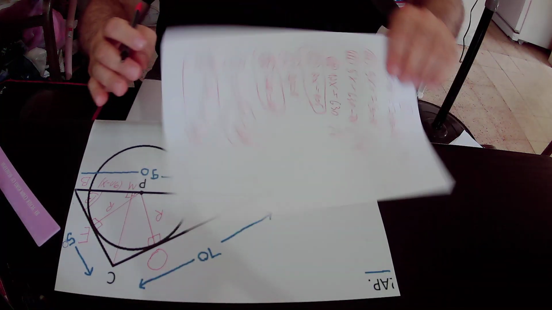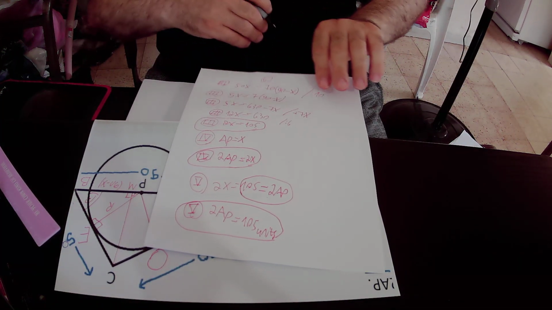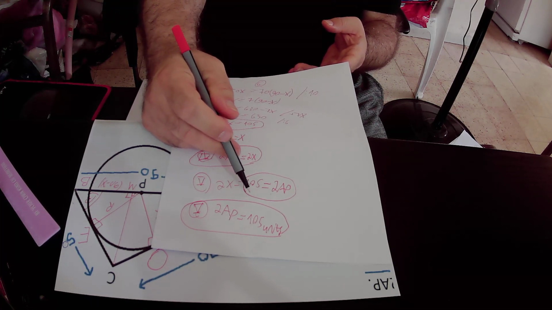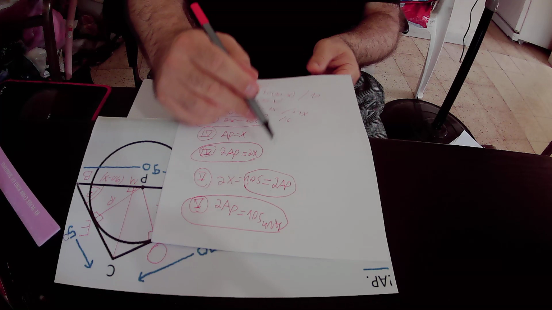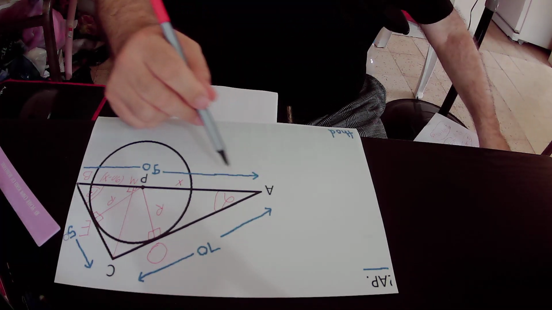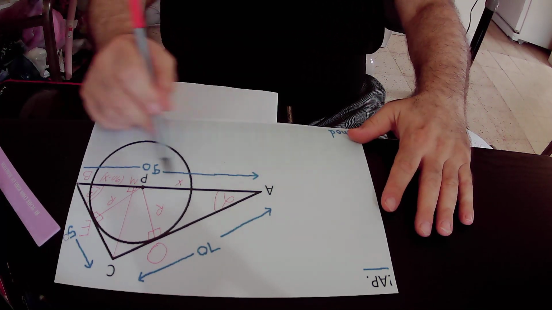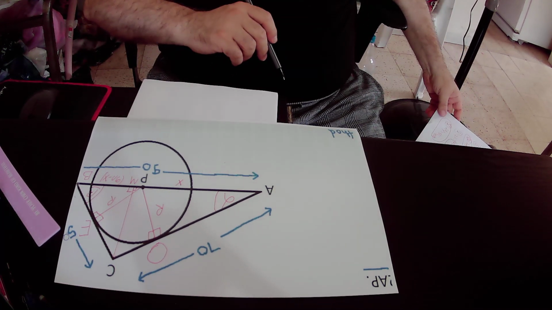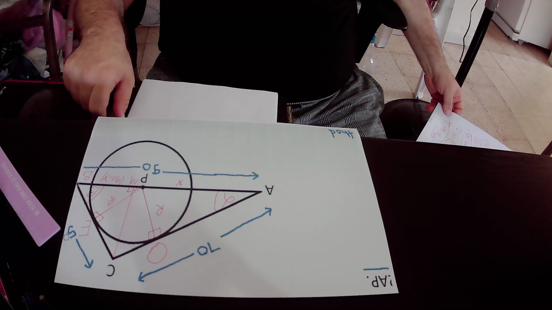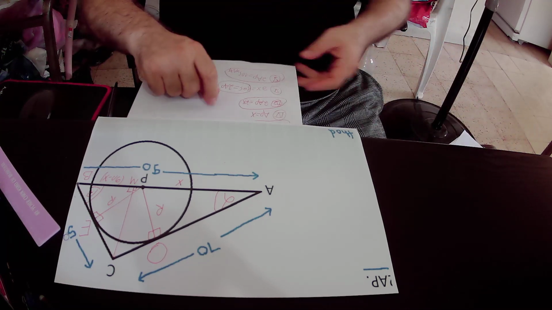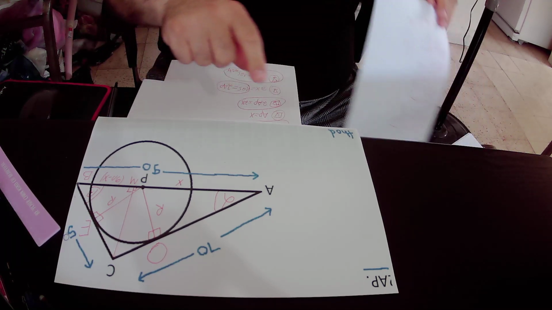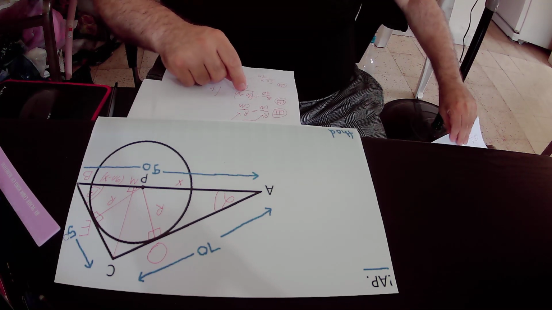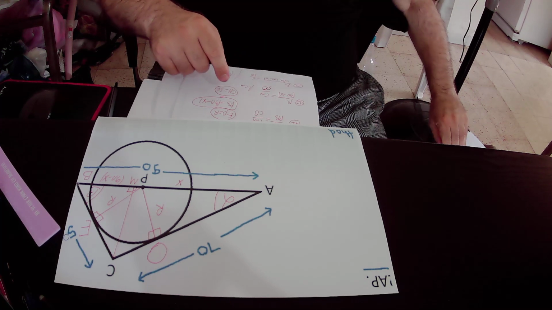So our final answer to the question is that the value of 2 times AP is equal to 105 units, or the size of 2 times AP is equal to 105 units. Okay, now I will summarize the lecture. We actually wanted to find out the value of 2 times AP.